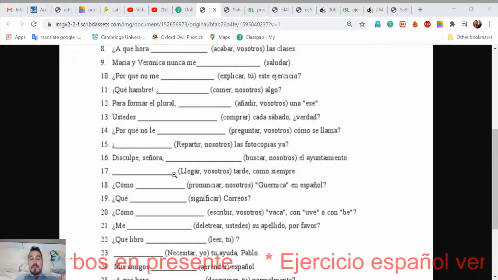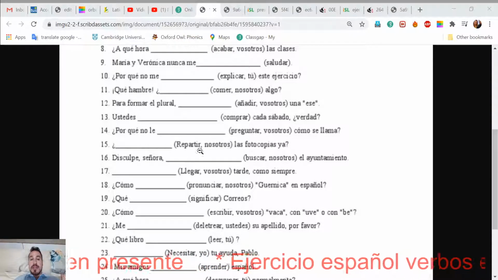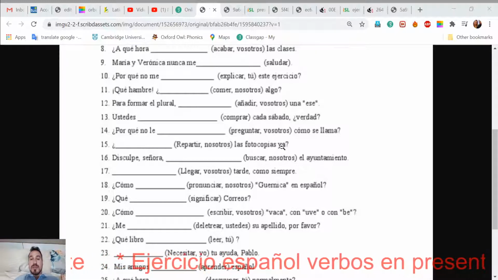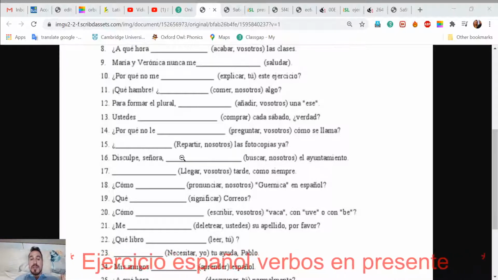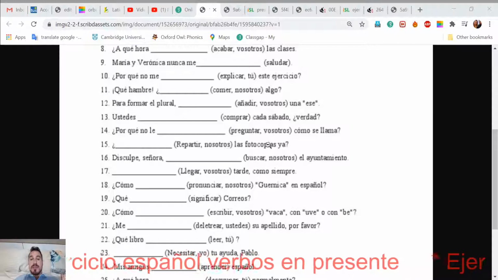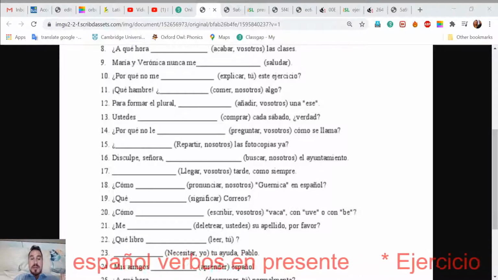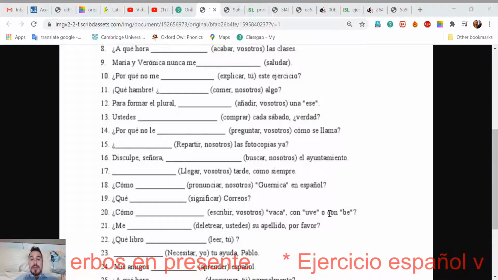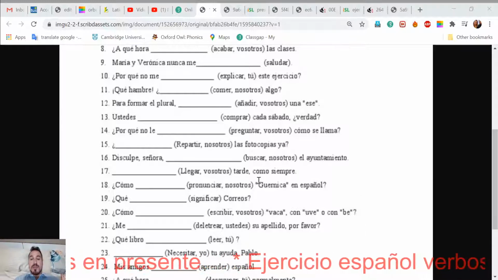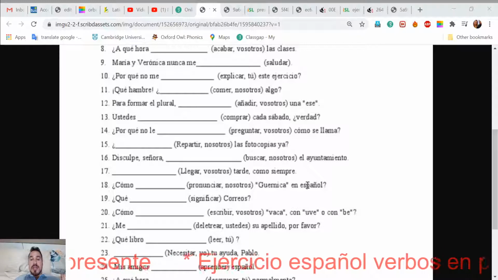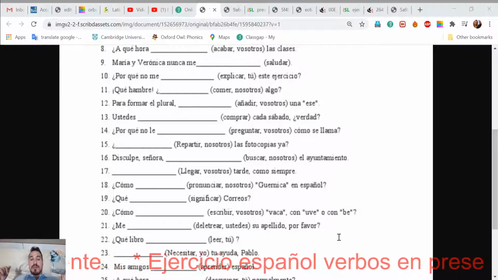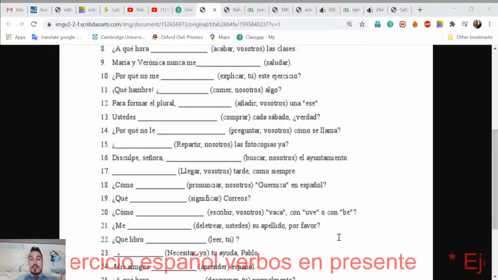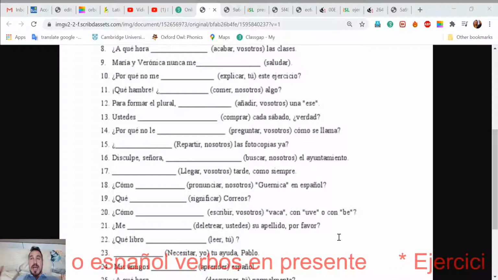15. So, repartir means to hand out photocopies already. So shall we hand out the photocopies already? This is repartimos, of course. So we always have this mos for nosotros. And before could have either an A, an E, or an I. So this is an I because this is an IR verb.